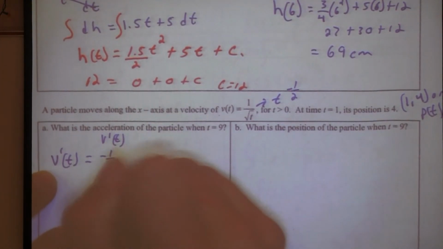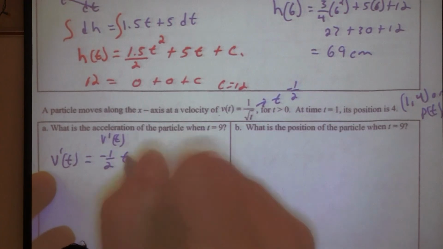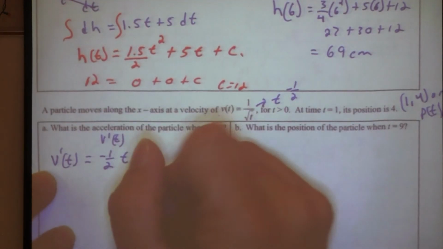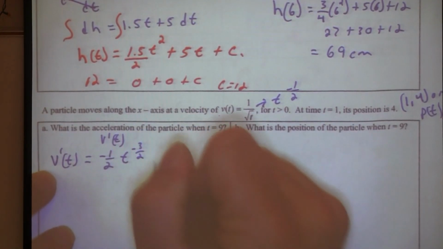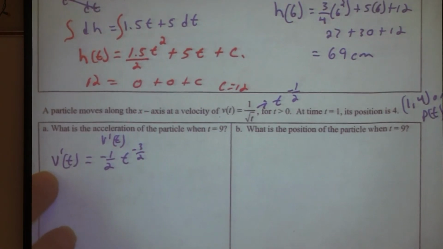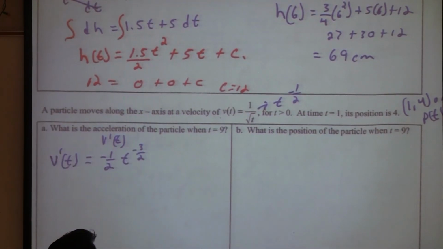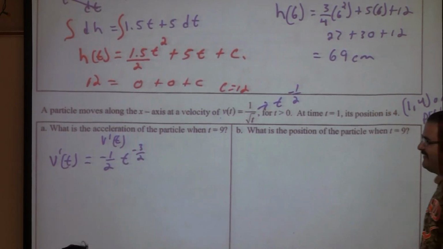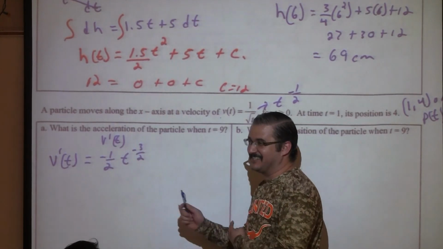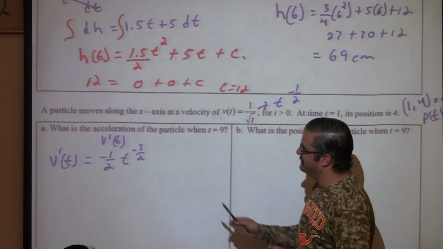Okay, so what would we get? Negative 1 over 2 t to the negative 3 over 2? Minus 1, not add 1. Is there a plus C? No. Why not? It's a derivative, right? Very good. I'm just messing with your mind.